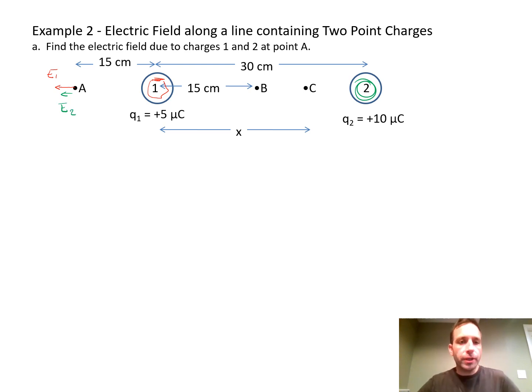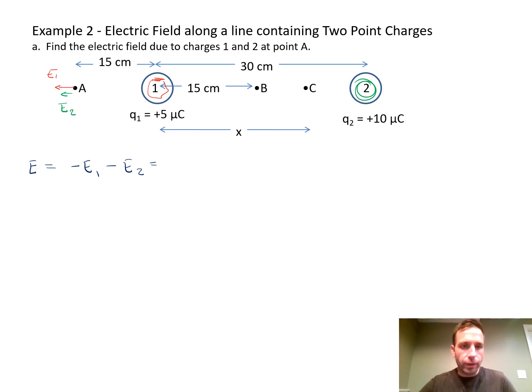You don't necessarily need this for this problem, but you'll see that I made E2 smaller than E1, and I know that's the case because even though Q2 is twice the charge, it's much further away than charge 1 from point A. So since they're both to the left, I consider to the left to be the negative x direction, and so I'm going to say that the electric field is going to be negative E1 minus E2. Just giving them negatives to indicate that they're directed to the left.